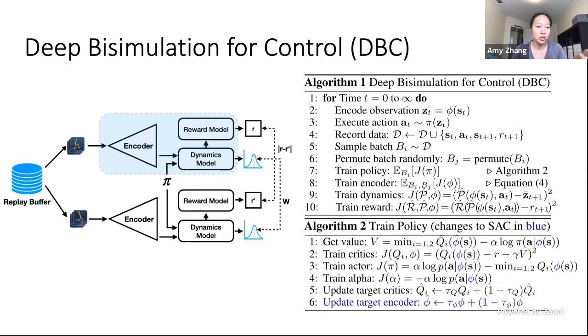So what we do is we sample batches of transitions from the replay buffer. We train a reward model and dynamics model in a latent space. We make a copy of that batch and randomly permute those samples. And so now we have randomly selected pairs of states with which we can train our encoder with the previous objective and update our representation space. And then in the next step, we just train our policy on top of this latent representation. So we just train soft actor critic on top.